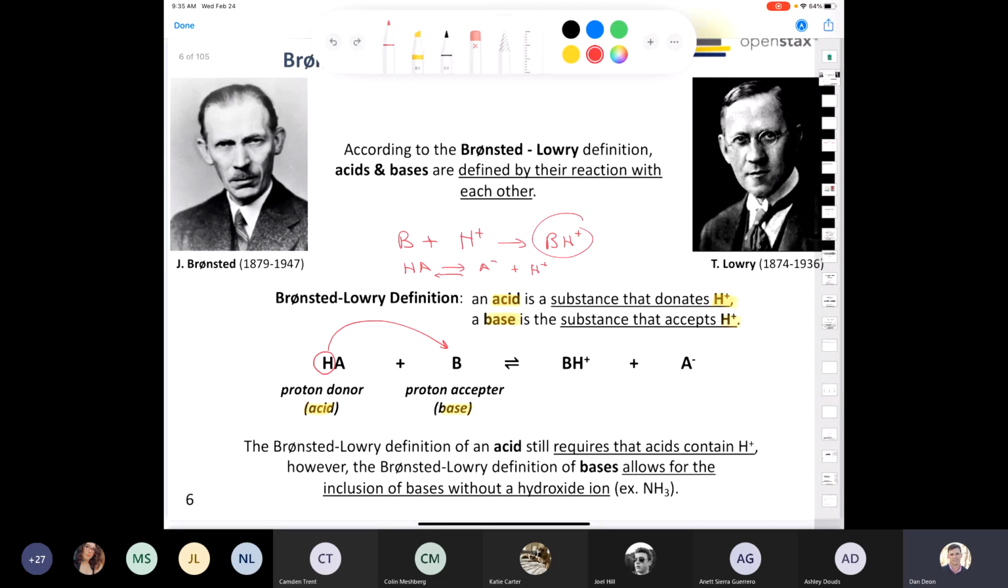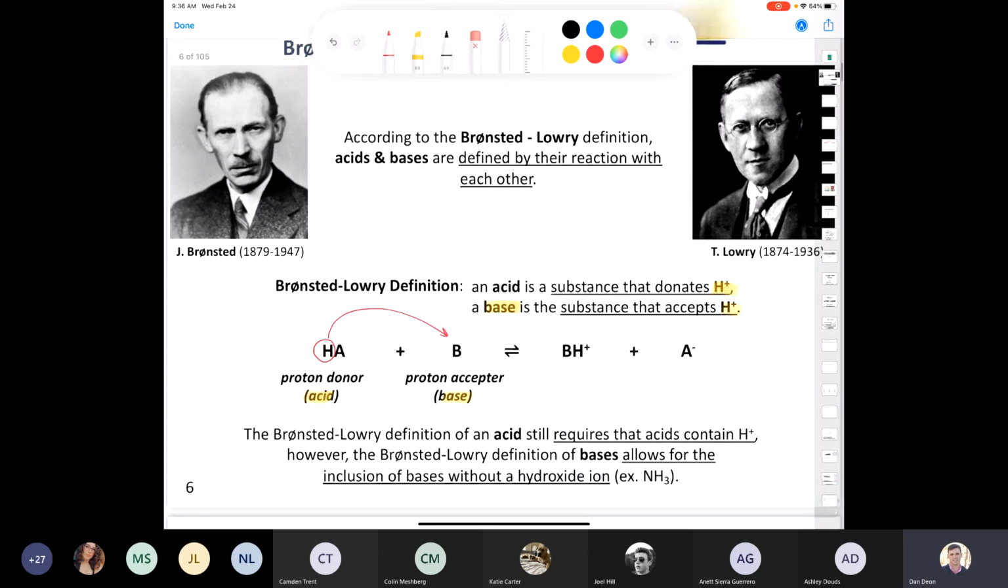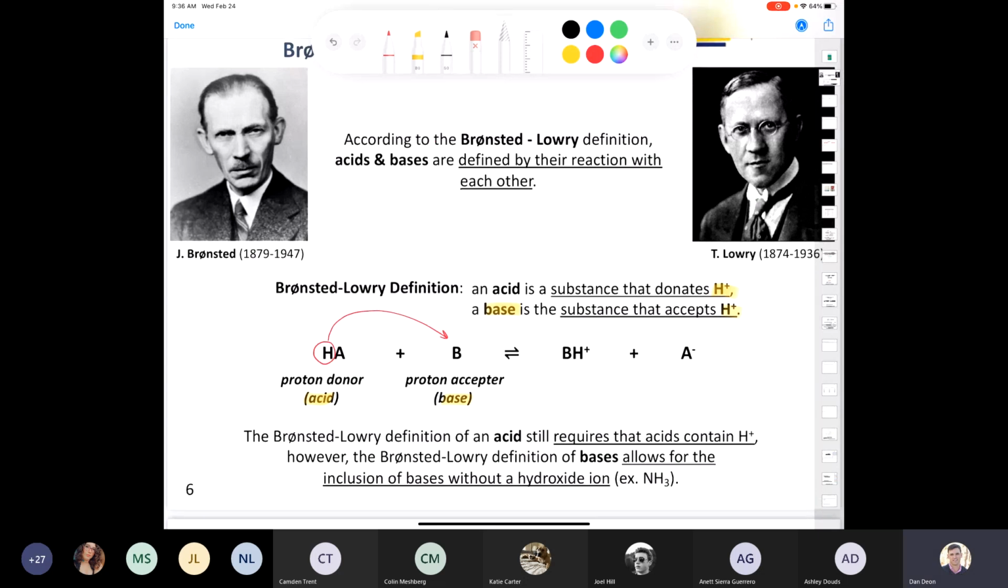So what's left over from the acid? And if you've already read the chapter and you're like, Mr. Dion, I know that these are called conjugate acids and conjugate bases, the answer is yeah, absolutely. But we're going to get into that in a little bit. Now look what it says at the bottom. It says the Bronsted-Lowry definition of an acid still requires that it has a proton. However, the Bronsted-Lowry definition of bases allows for the inclusion of bases without a hydroxide, right?